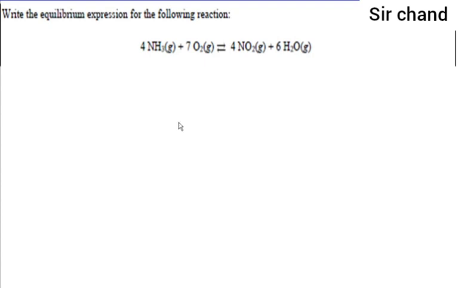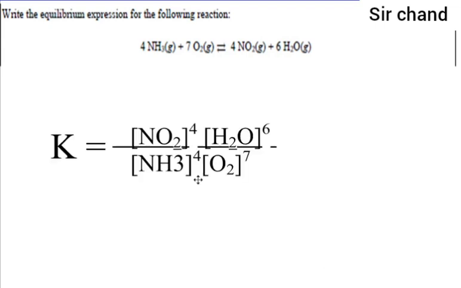So if we're asked to write the mass action expression for the above reaction here, it's actually very simple. Since these are all gases, they're all going to appear. We can't count any of them out. So K equals NO2 to the 4th, because it has a coefficient of 4, H2O to the 6th, because it has a coefficient of 6, divided by, part of my brief lapse in formatting, ammonia to the 4th, coefficient of 4, and times oxygen, coefficient of 7, or to the 7th, because of the coefficient. So we could say that that's our Kc, or Keq.